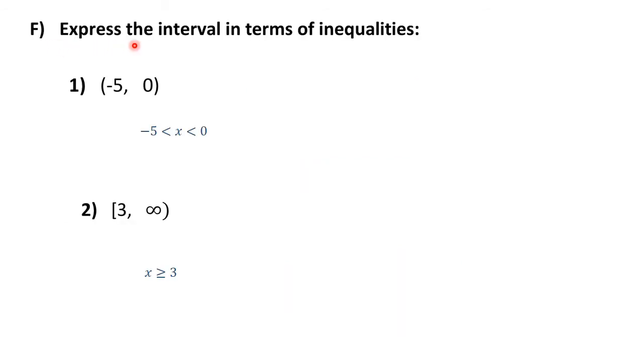Part F, express the interval in terms of inequalities. Number 1, minus 5 to 0, it means there is no equal sign. So x is more than minus 5 and x is less than 0. Number 2, 3 to infinity, 3 is closed. So it means that moving towards the right side, x is more than or equal to 3.